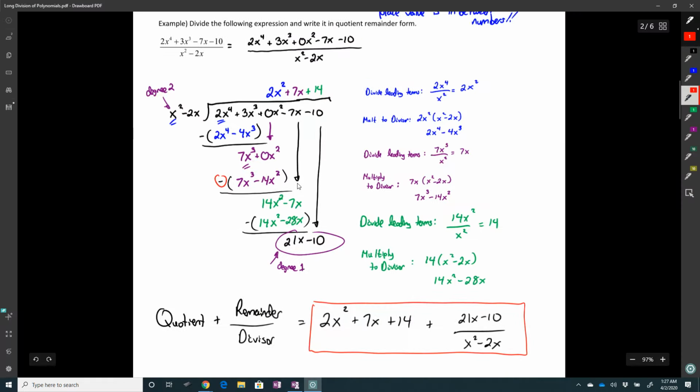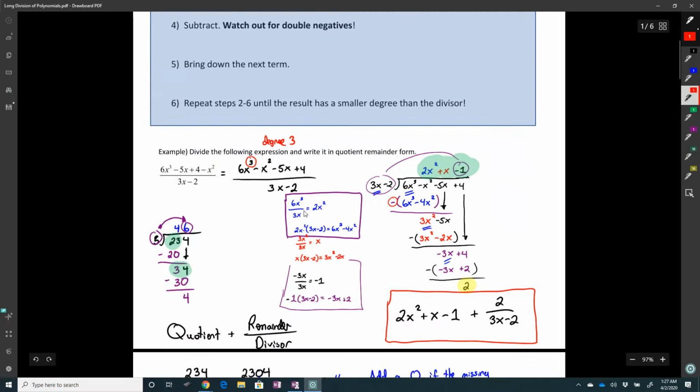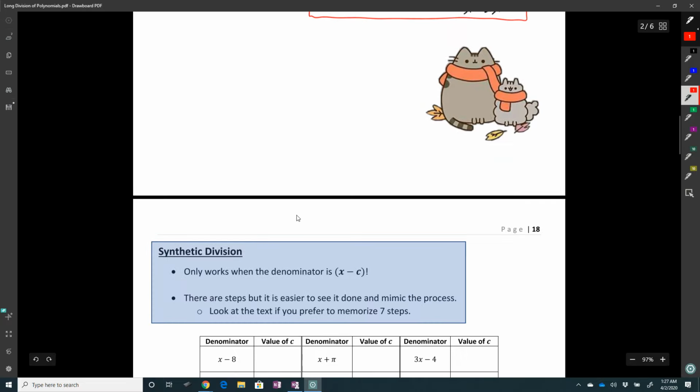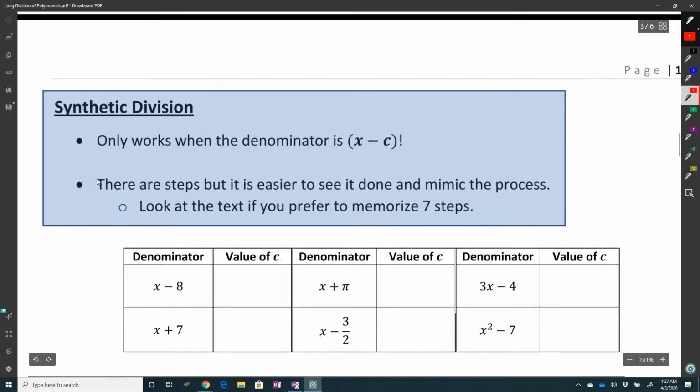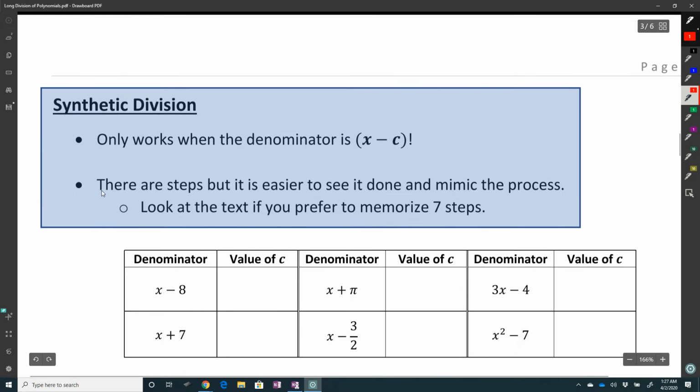Now, long division's cool, but there are shortcuts. And that shortcut, a lot of you probably were like, why is he not doing that? Well, now we're going to do it. It's called synthetic division, right? But this only works in a certain case. The denominator has to be x minus c. So you can have your numerator, it can be anything.